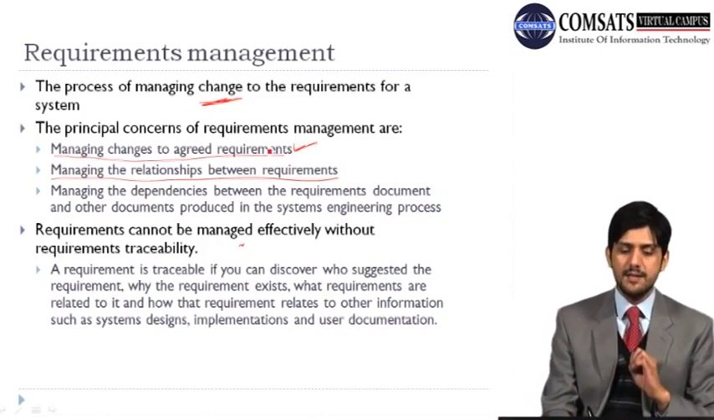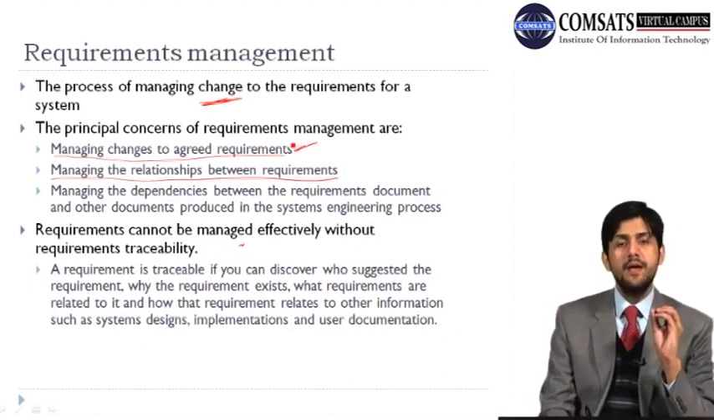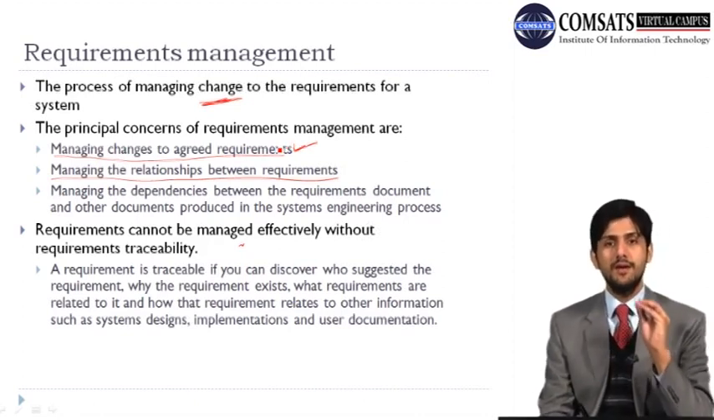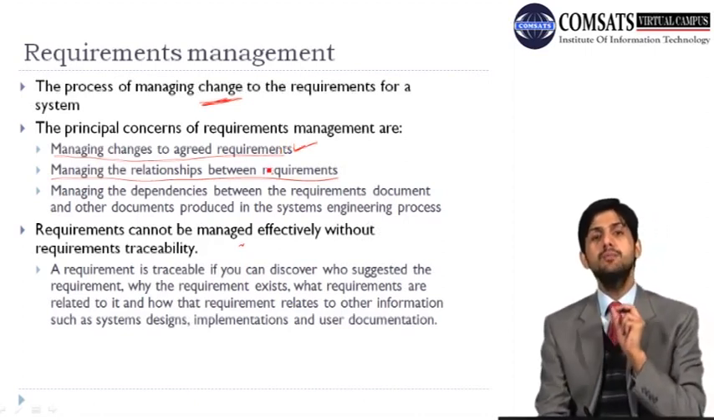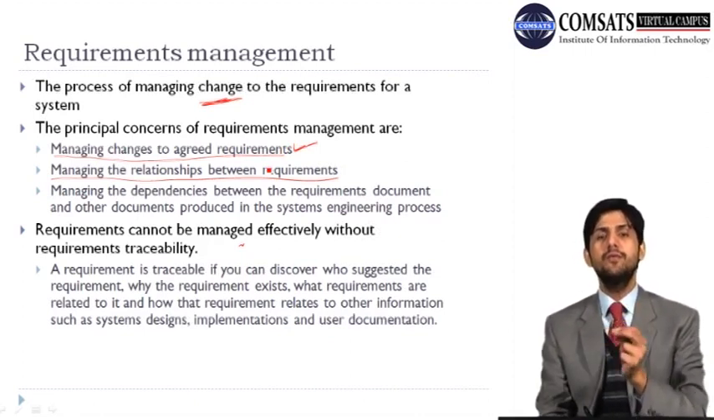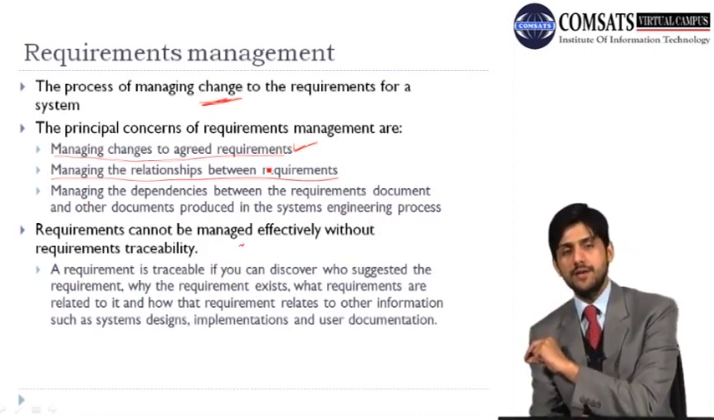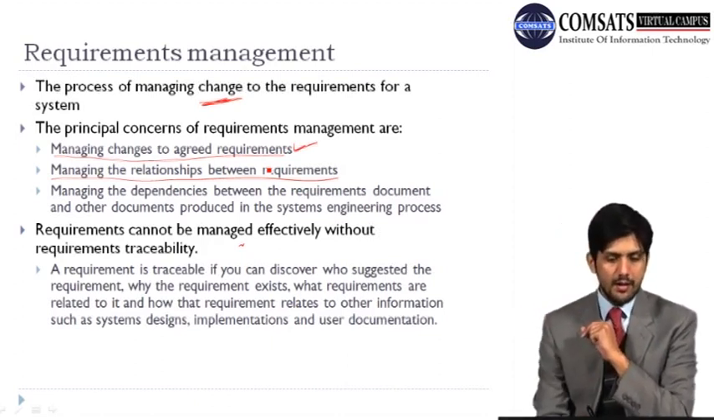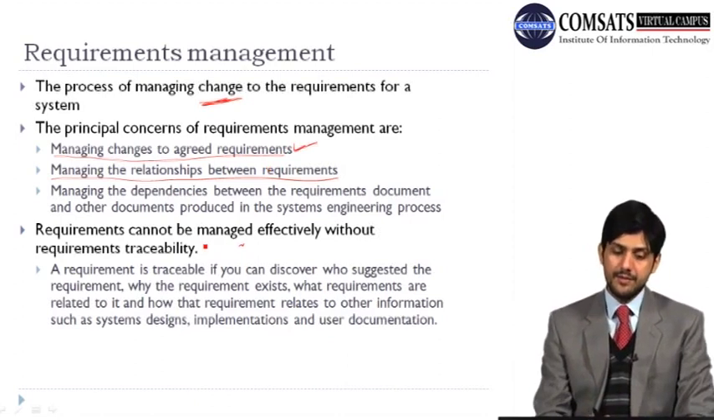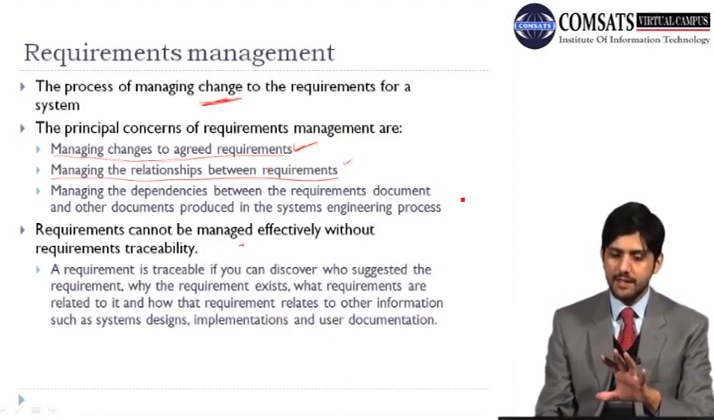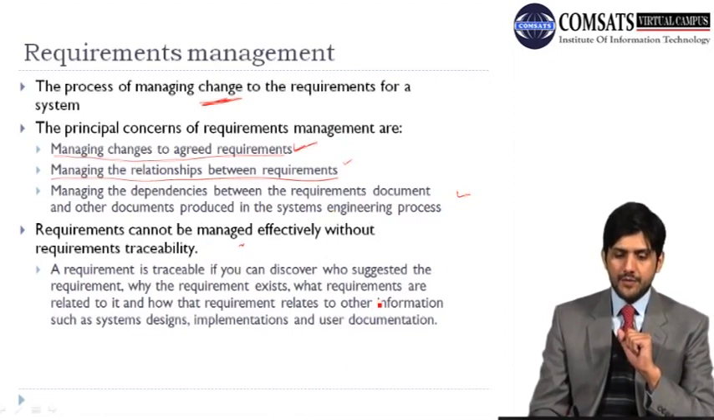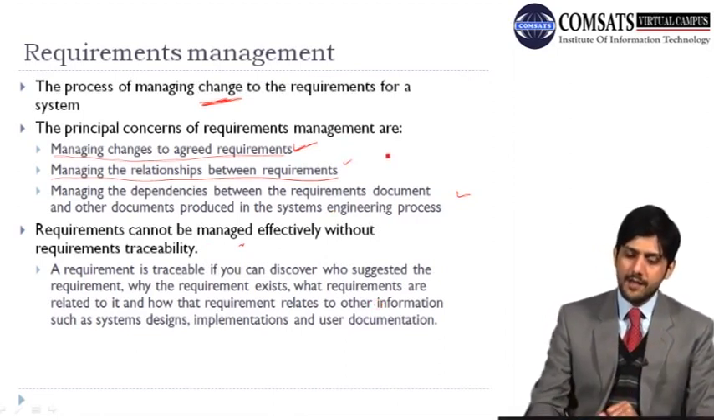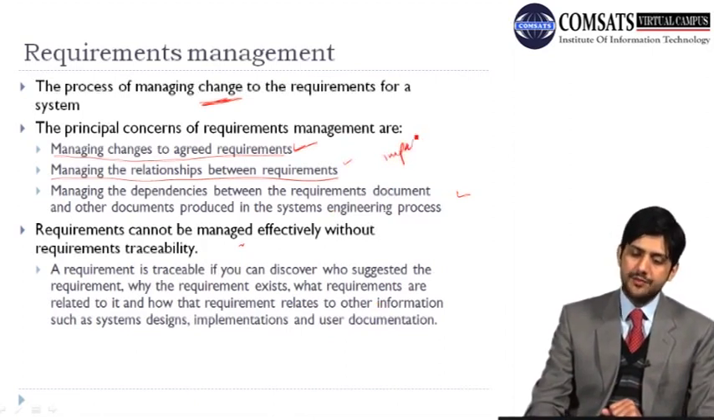So basically our main concern is to manage changes, and in order to gauge the impact of changes, we need to know the relationship between different requirements. We also need to maintain and know the relationship between different requirements and other artifacts that are produced during the system engineering or software engineering process. So these are the main concerns here. One important aspect here is the impact analysis of change.